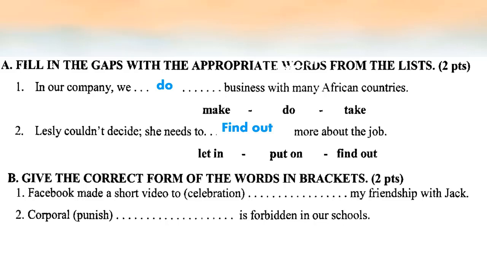Number B here is about word formation, suffixes and prefixes. Sometimes we need to add, sometimes we need to reduce or to omit. For example, 1, Facebook made a short video. 2, we need a verb. In between brackets, we have celebration. It's a noun, so we need a verb. So we need to reduce or omit and delete those letters. Celebrate is the verb, to celebrate.